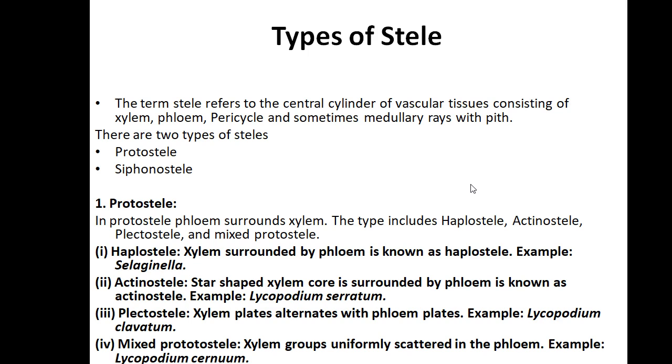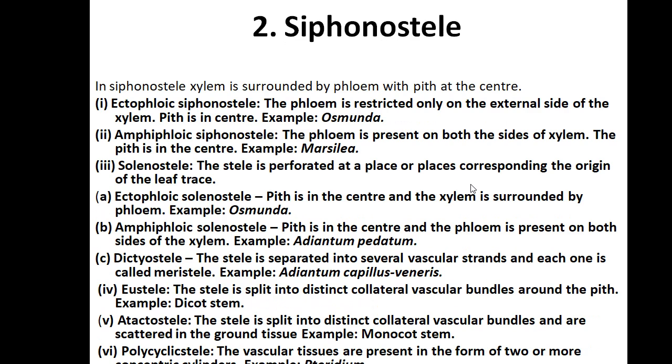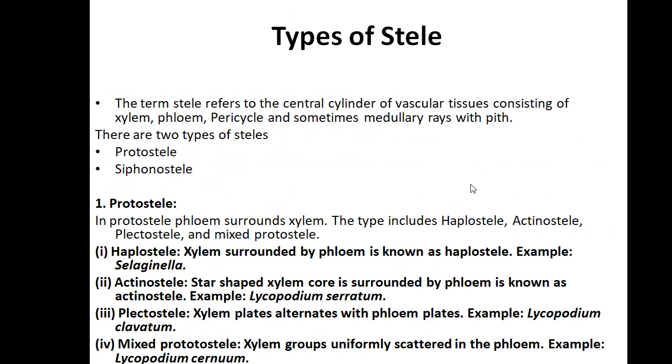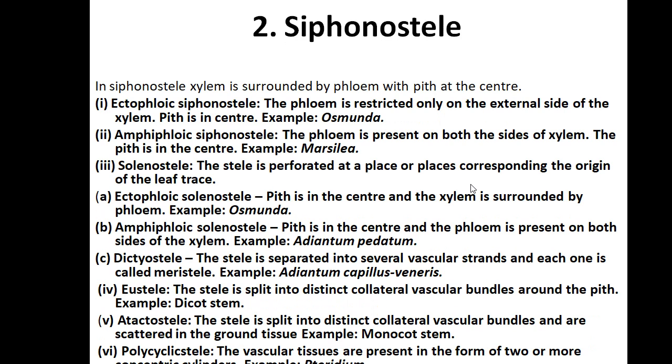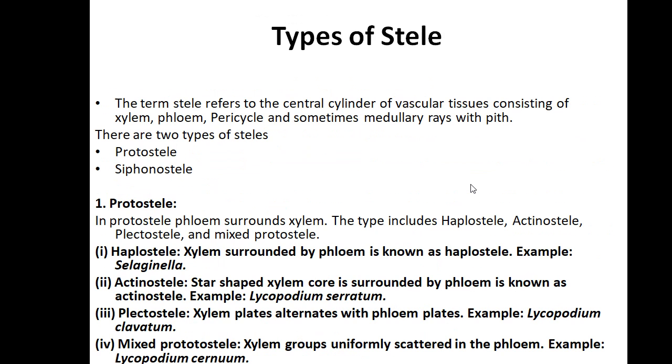Sometimes the medullary rays with the pith are there. Okay. So protostele and siphonostele, two types of stele are there. Stele means xylem and phloem present in the center region of the plant. These stele are of two types. Protostele means the phloem surrounds the xylem. And siphonostele means the xylem surrounds the phloem. If the phloem is surrounded by the xylem, it is called protostele. If the xylem surrounds the phloem, that is called siphonostele.